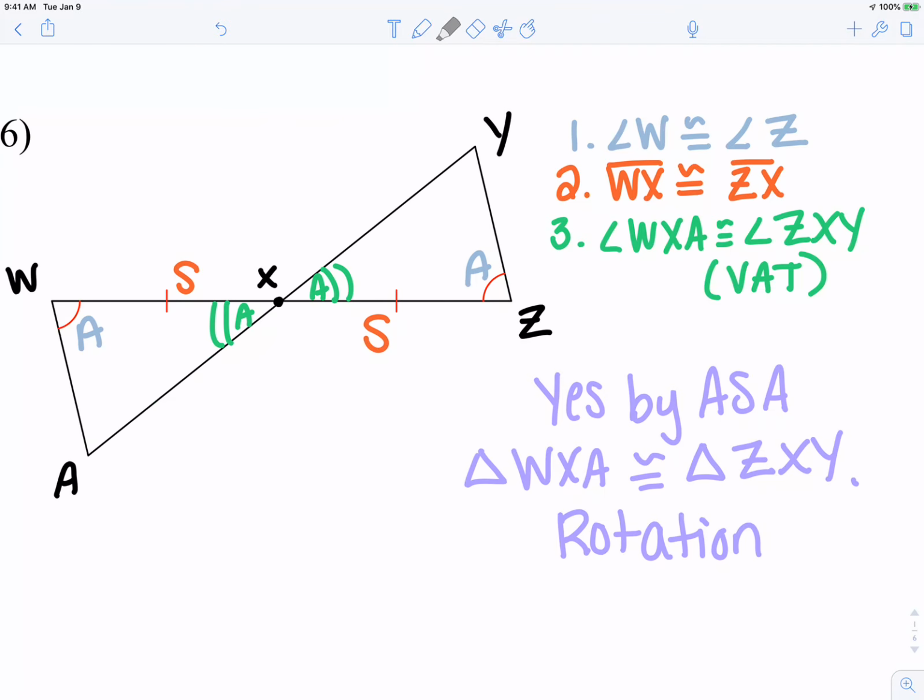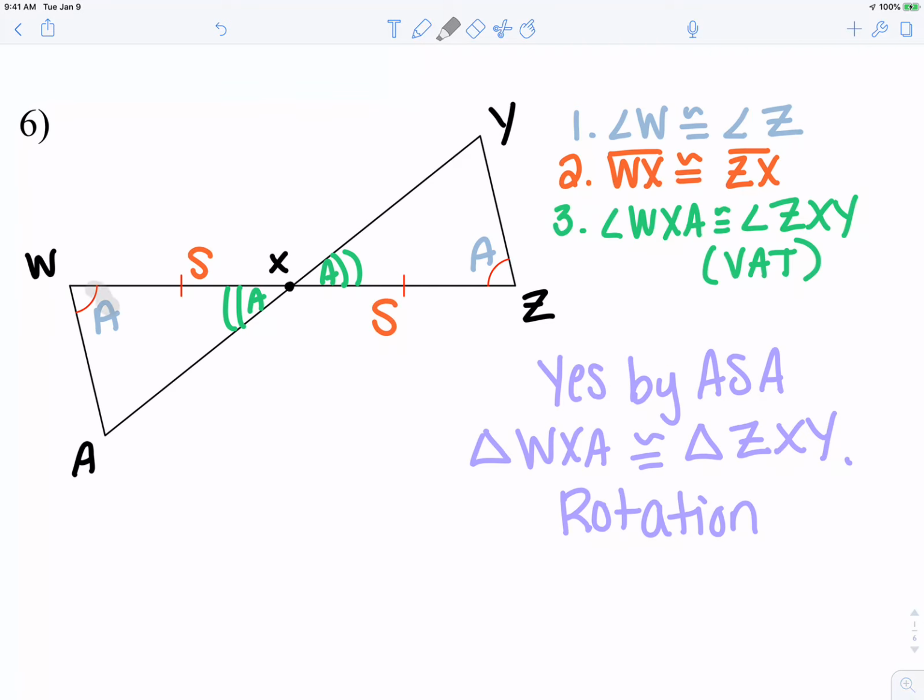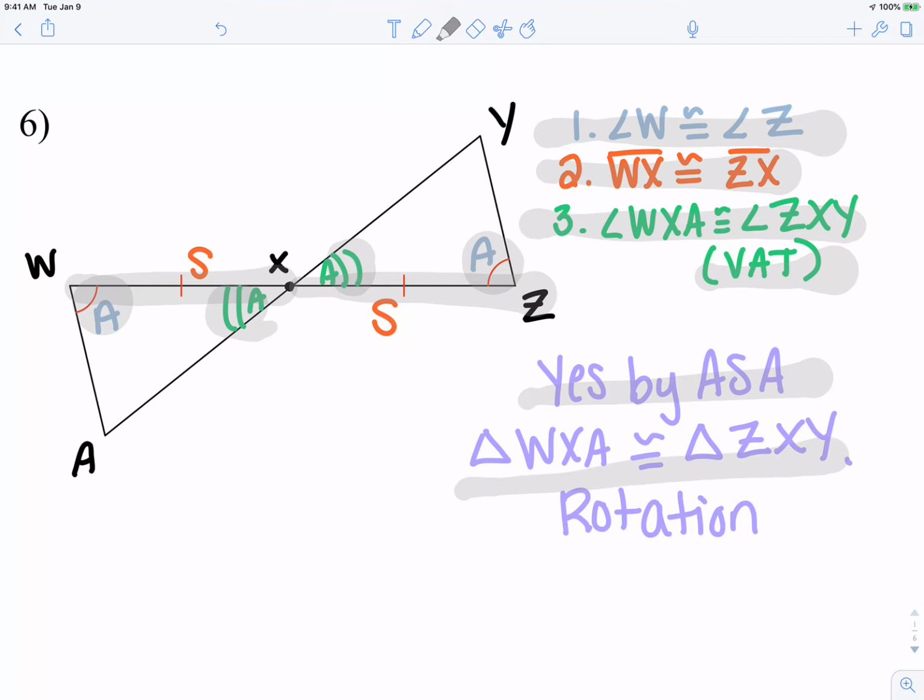Number 6, angle W is congruent to angle Z. Then side WX, same as ZX. Then we have these vertical angles right here that are congruent to each other by the vertical angles theorem. So in the picture we have angle, side, angle. So triangle WXA is congruent to triangle ZXY, and that's a rotation.